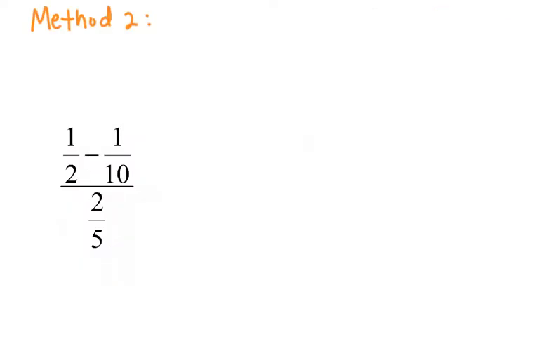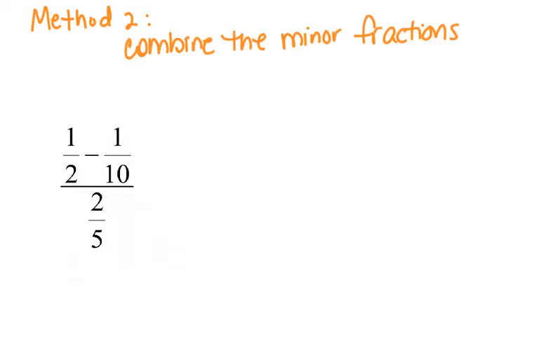The second method is bringing the fractions together, meaning combine the fractions. In the denominator, I only have one fraction, so there's nothing to combine. But in the numerator, I see there's an operation of subtraction occurring, so I'm going to subtract the numerator. Now, those fractions don't have a common denominator, so I'll look for a common denominator between 2 and 10.